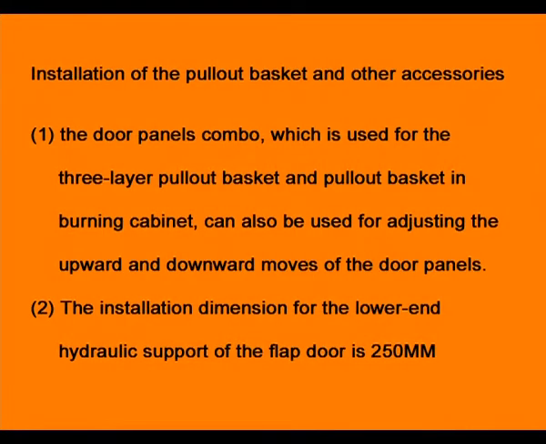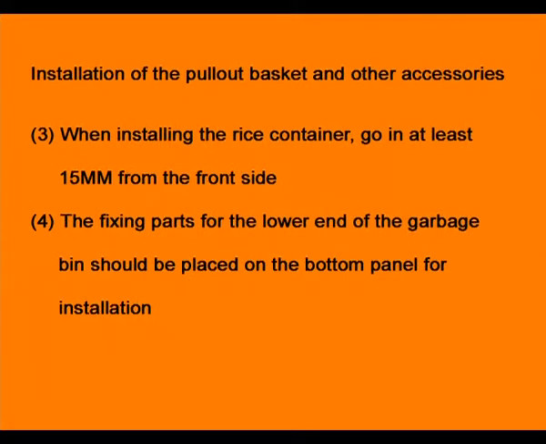Installation of the pull-out basket and other accessories. 1. The door panels combo, which is used for the 3-layer pull-out basket and pull-out basket in burning cabinet, can also be used for adjusting the upward and downward moves of the door panels. 2. The installation dimension for the lower end hydraulic support of the flat door is 250 mm. 3. When installing the rice container, go in at least 15 mm from the front side. 4. The fixing parts for the lower end of the garbage bin should be placed on the bottom panel for installation.